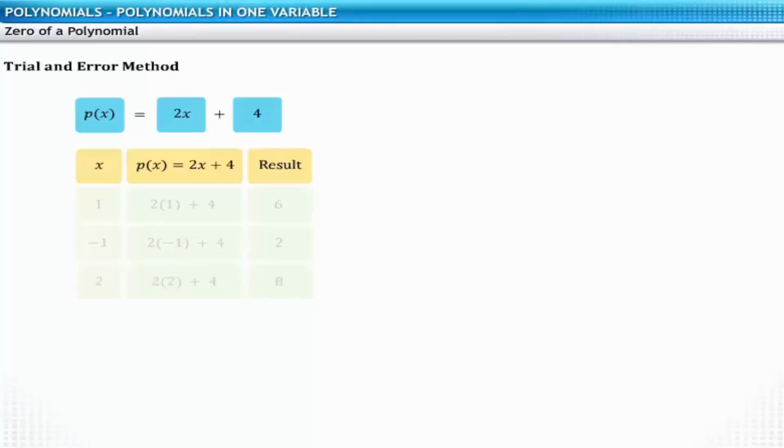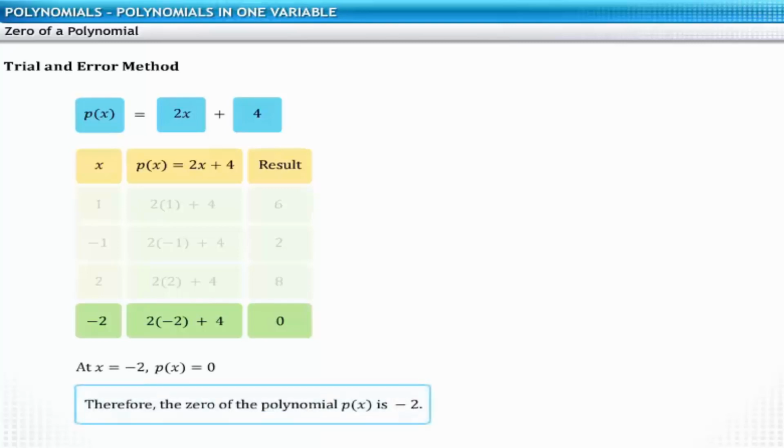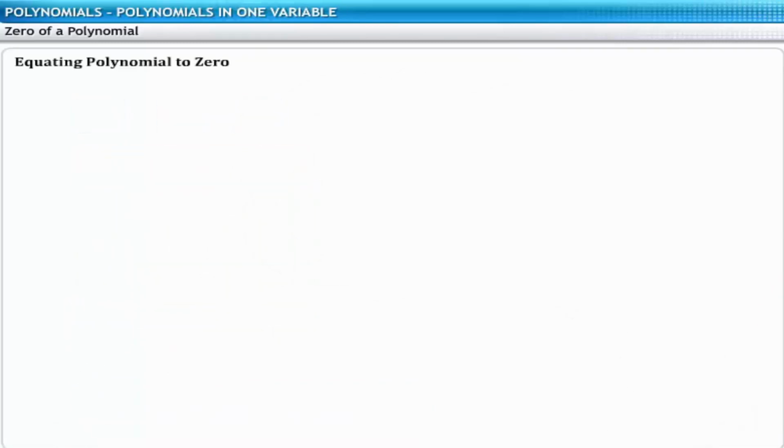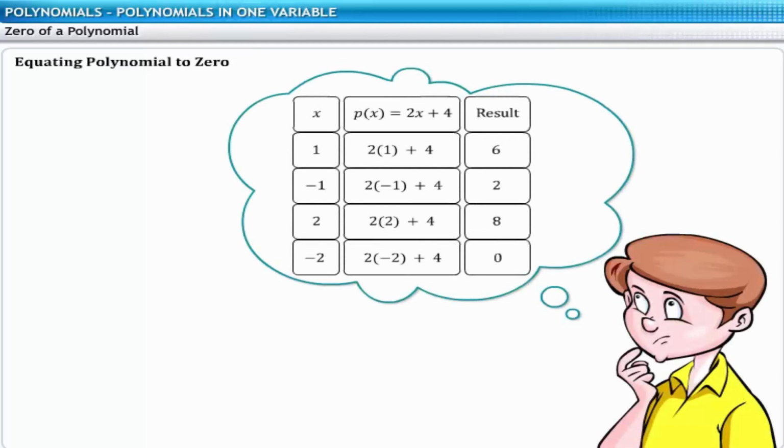In the fourth try, you use minus 2 as the value of x. You will find that the value of the polynomial is 0. Thus, using the trial and error method, you can determine that the zero of the given polynomial is minus 2. As you can see, the trial and error method can often be long and tedious.